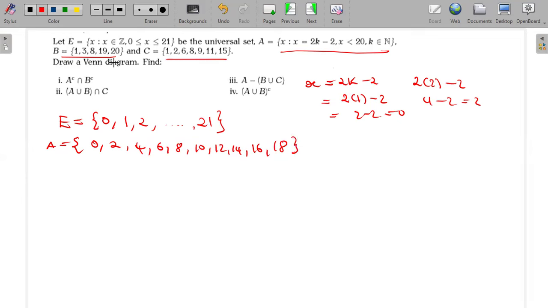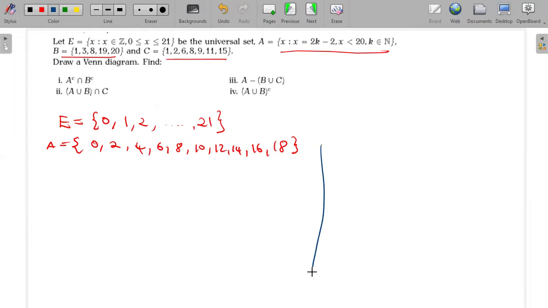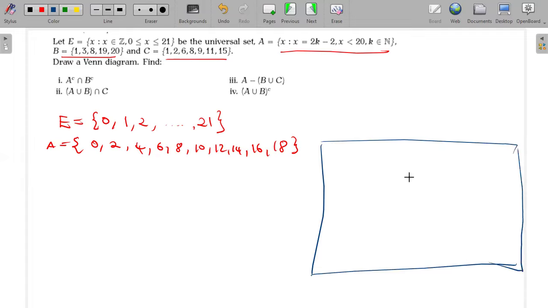The rest of the other sets have already been listed out for us. So they're telling us, first of all, to draw a Venn diagram. Let's draw that Venn diagram here. How many sets do we have? We have 1, 2, 3, and then the universal set. So this here is our universal set.